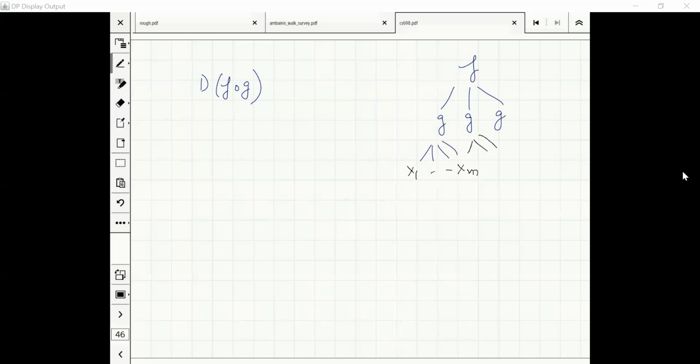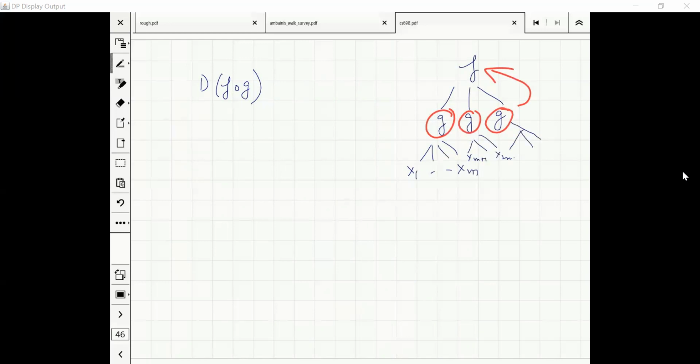What is the D of f composed with g? Yes. What will be your strategy? You will solve the individual g's first. You will calculate this, then this, then this. When all are there, then you go up and solve f. This is the dumb, but seems the most natural way to solve f composed with g.